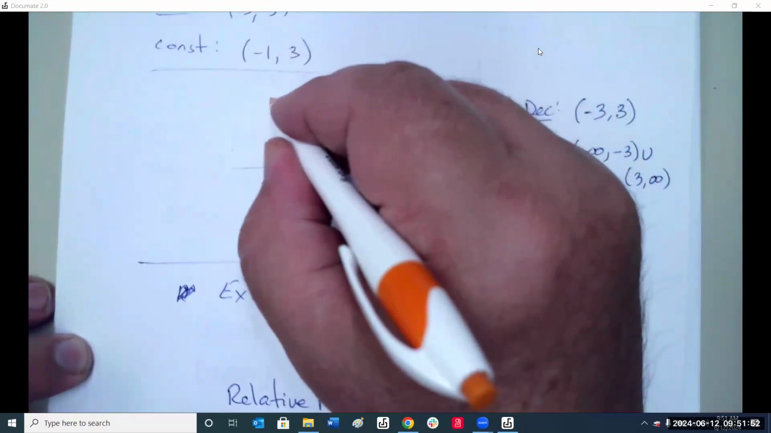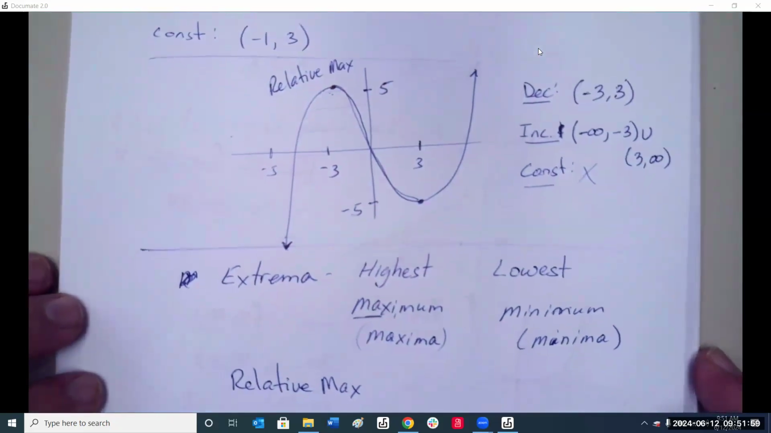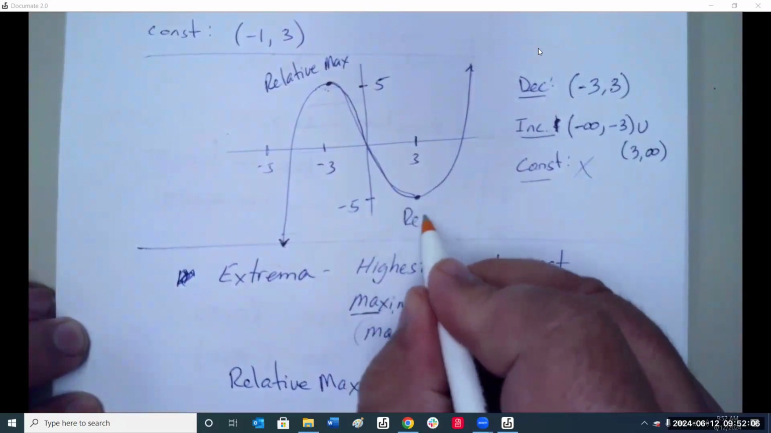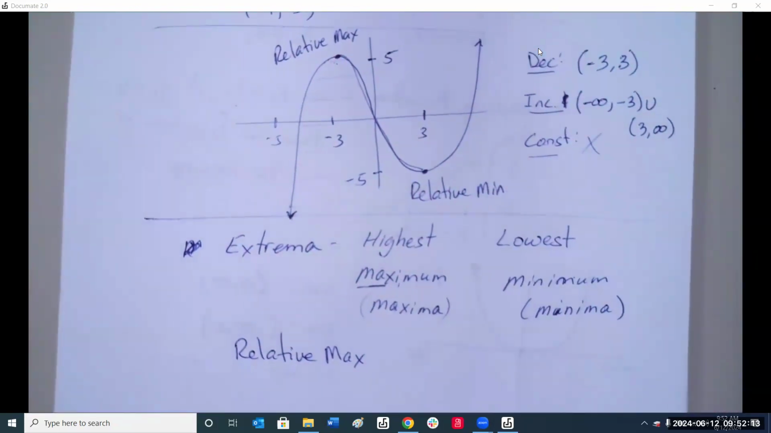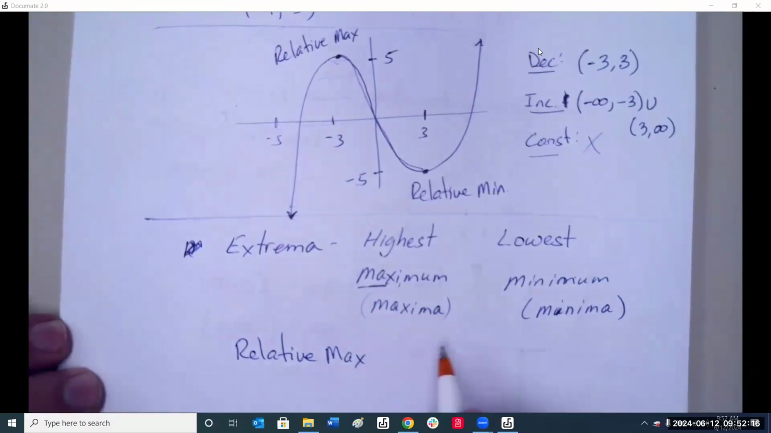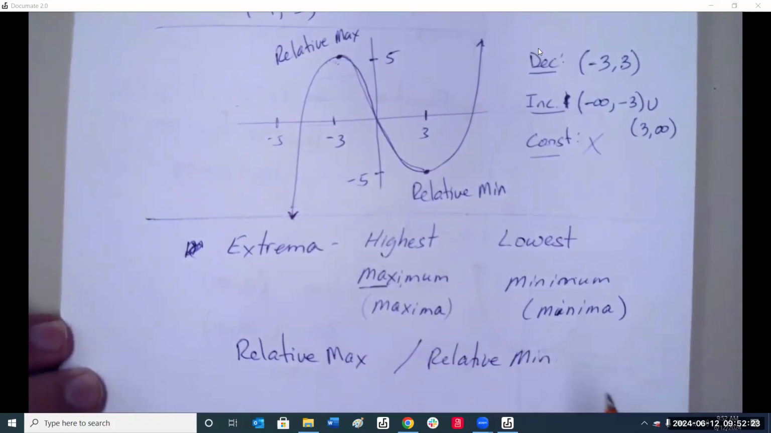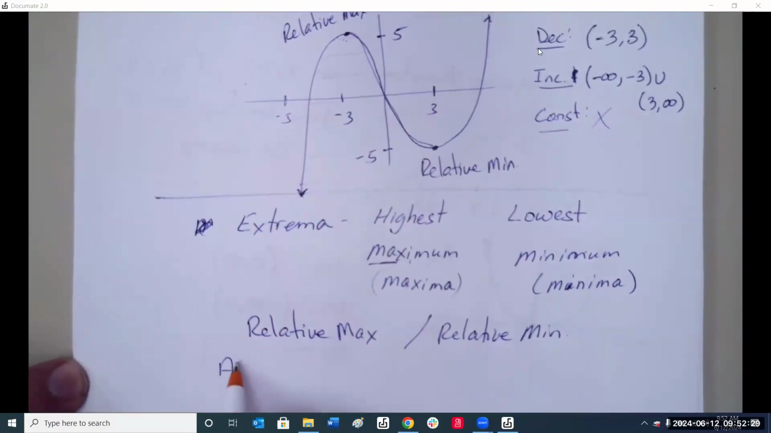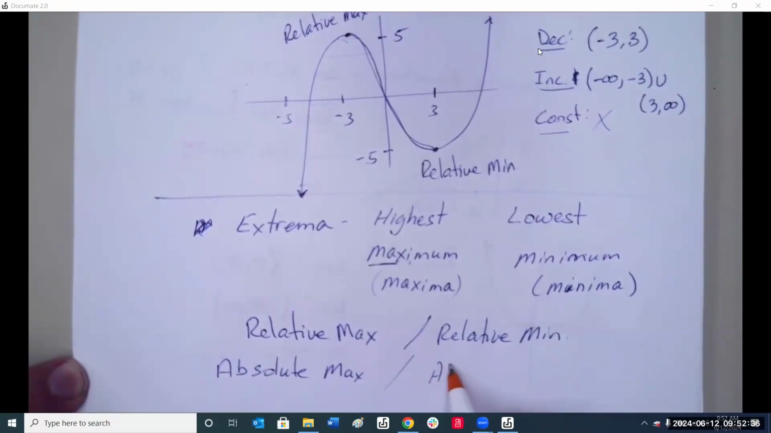So that point there is called a relative maxima. And this is the lowest point here, so it's called a relative minimum. So we have a relative max or a relative min, and you can have multiples of those. And then we can also talk about an absolute max or an absolute min.